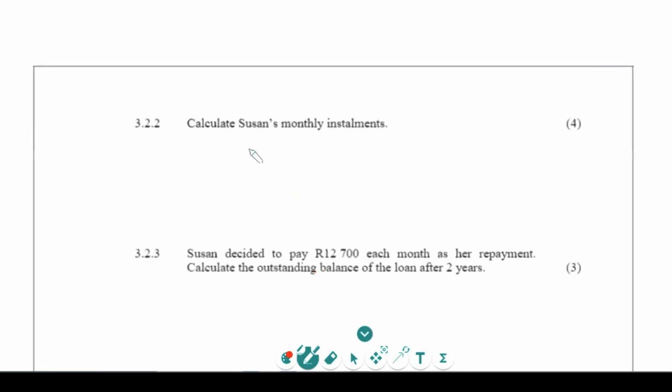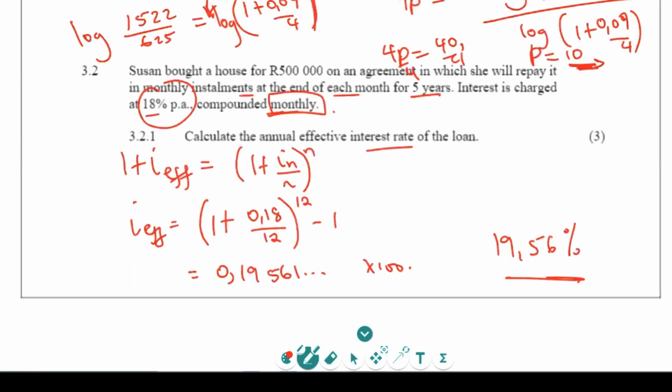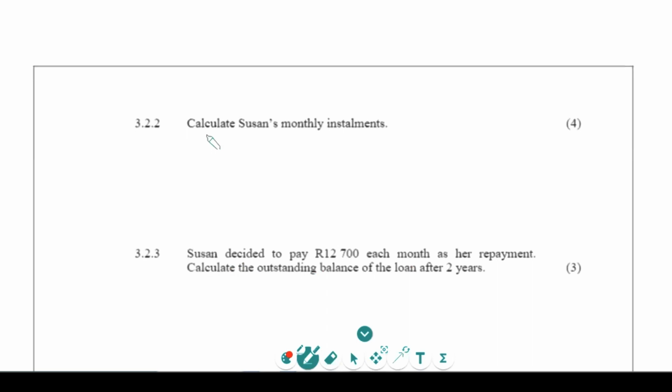3.2.2, they want us to determine Susan's monthly installment. Since she bought a house for this much and she's going to be paying for it, money will be leaving Susan, or Susan will be giving away money. In that scenario, we shall be using what we call the present value formula, since it's more like a loan: Susan got the house and then she must pay in installments, more like house bonds and stuff.